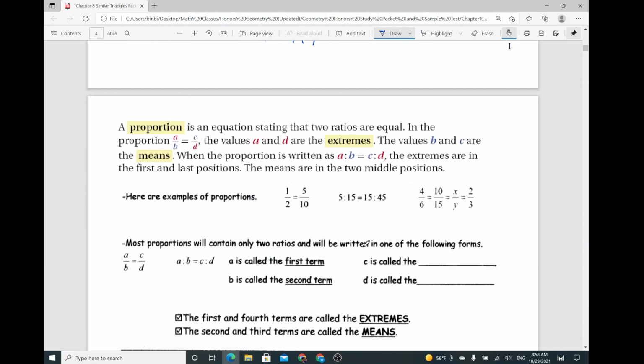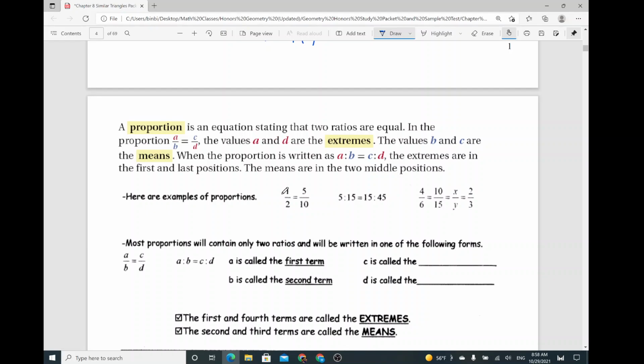A proportion is an equation stating that two ratios are equal. In the proportion a over b equals c over d, the values of a and d are the extremes, and the values of b and c are the means. So when the proportion is written as a to b equals c to d, the extremes are in the first and the last position, and the means are the two middle positions.